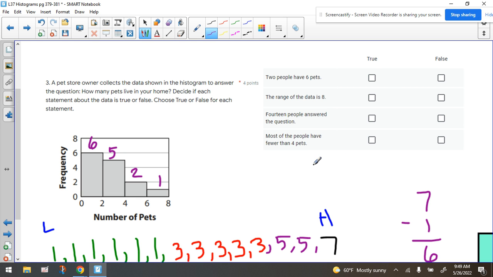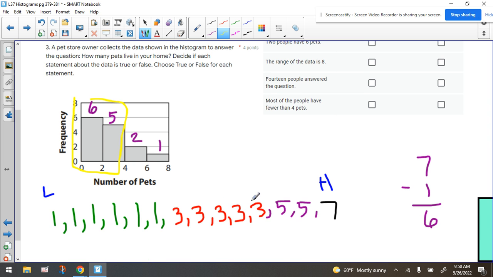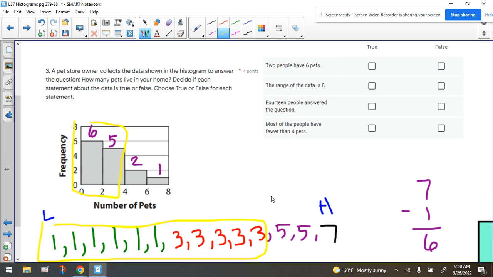Most of the people have fewer than 4 pets. So fewer than 4 pets would imply 3, 2, right? So that's in this range. Now, if we look at our hypothetical data and we write down what these data points could look like, is this true? Is it true that most of the people have fewer than 4 pets according to my hypothetical? That would probably be true.